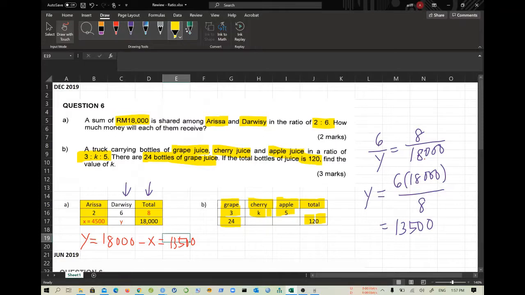Okay, let's see how we can solve this problem. Let me erase everything first so that we have space to work on.